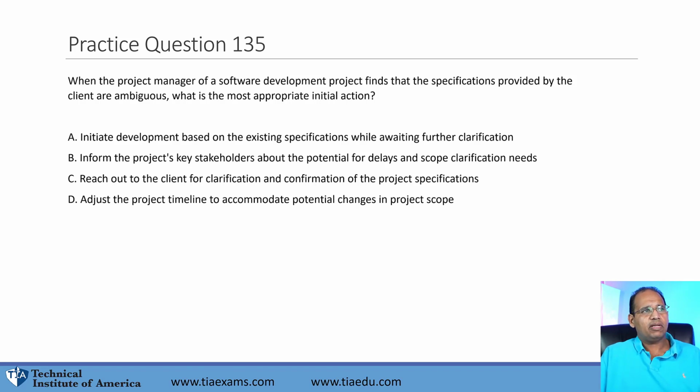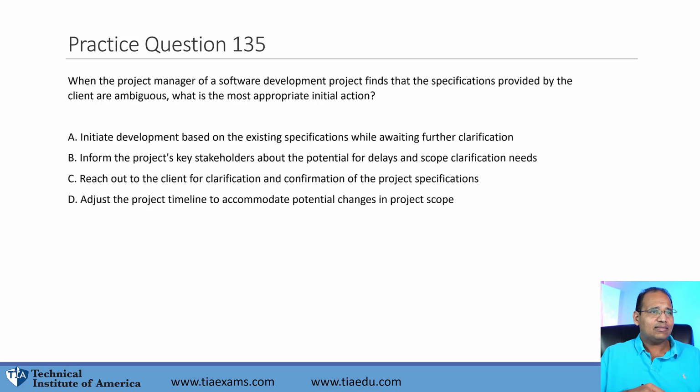135. When the project manager of a software development project finds the specification provided by the client are ambiguous, what is the most appropriate initial action? Initiate development based on the existing specifications while awaiting further clarification. Inform the project's key stakeholders about the potential for delays and scope clarification. Reach out to the client for clarification and confirmation. Adjust the timeline to accommodate potential changes in the project scope.